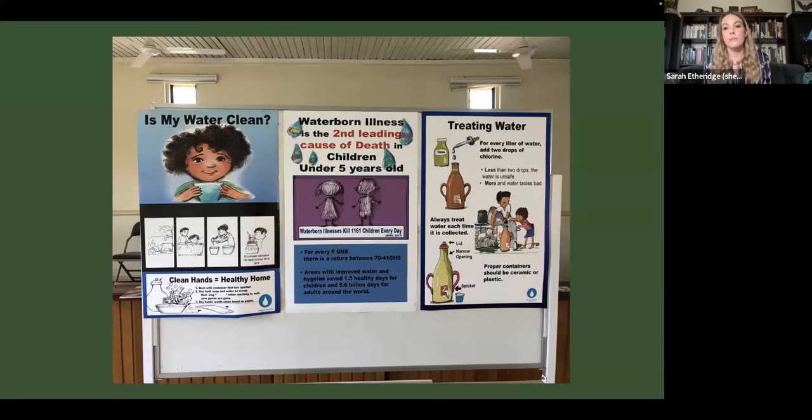So you can see some of the images we have here that would be in the children's book as well. We're focusing on how water gets contaminated, how your hands contaminate water. I'm really reiterating those behavior changes, like children will die from unclean water. Here's how you can prevent that. And then how do you treat water?